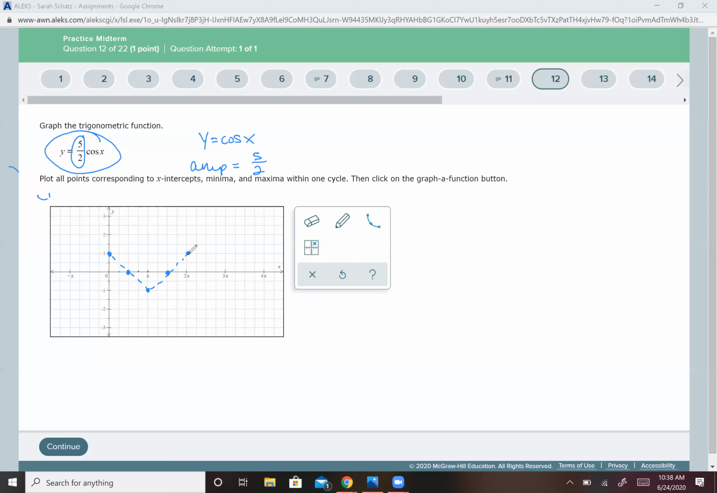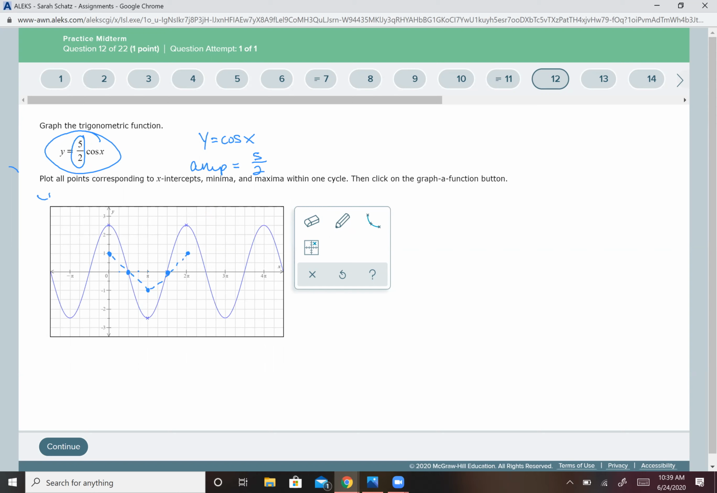Now, I need y equals 5/2 cosine x. So when I go to graph my actual answer here, I just need to make sure I go up to 5/2. So go up to 5/2. Now, your intercepts aren't going to change, right? Amplitude doesn't affect those. So down to -5/2. Up through the intercept again, and my 2 pi value is going to be up at 5/2.